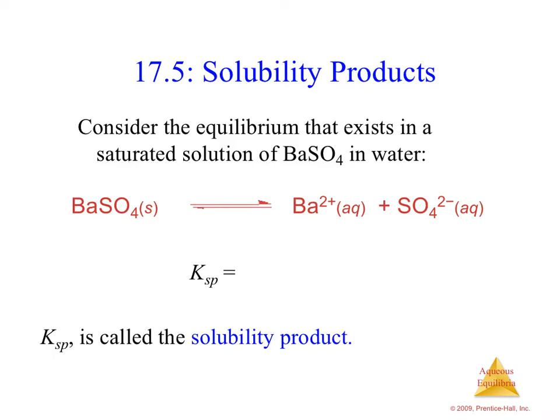In this video lecture, we're going to cover Chapter 17, Section 5, Solubility Products. So here we're looking at a chemical reaction, an equilibrium reaction, where we have barium sulfate solid in equilibrium with its aqueous ions. So again, these should be real equilibrium arrows. And the cation is barium 2 plus, anion is sulfate 2 minus.